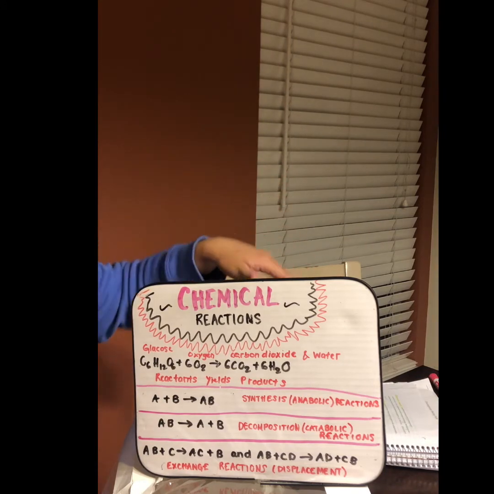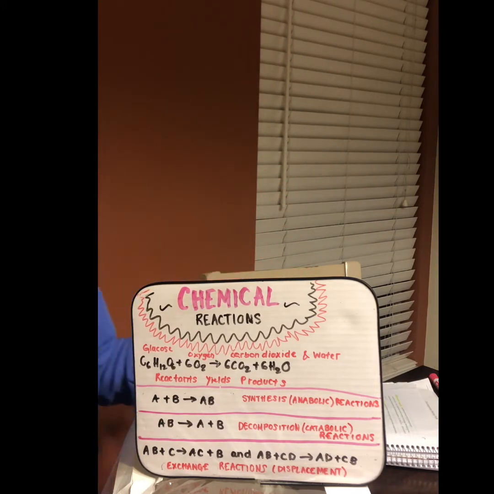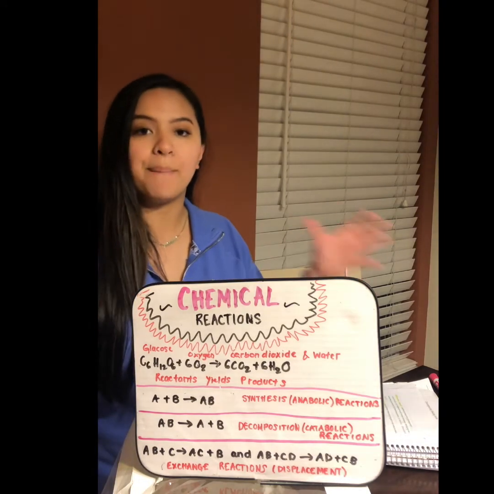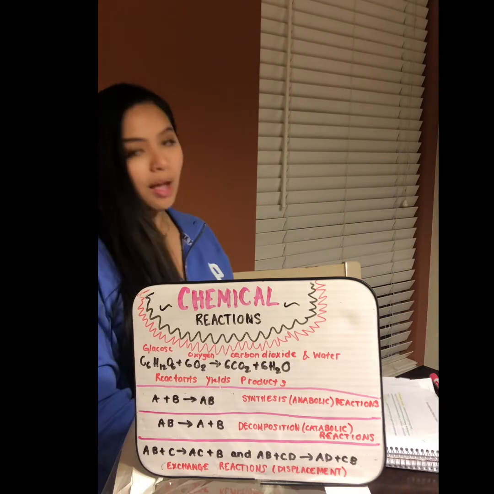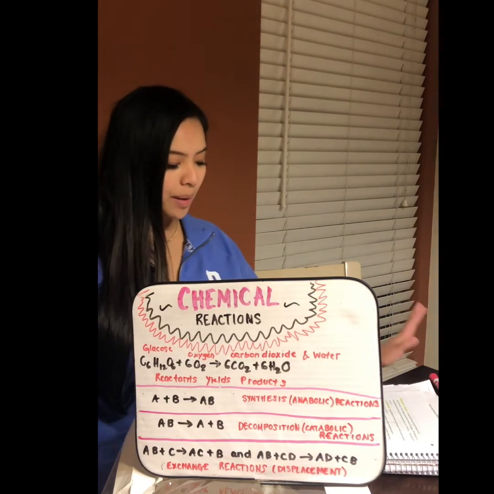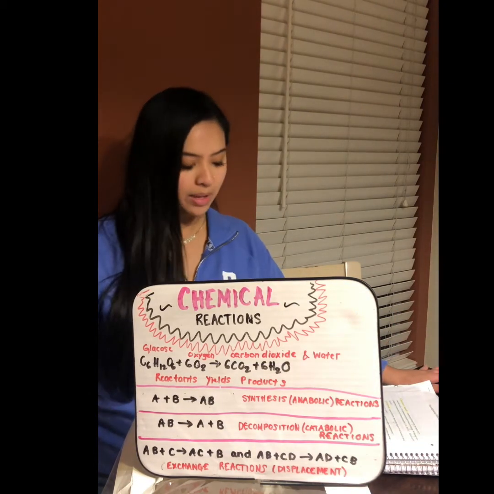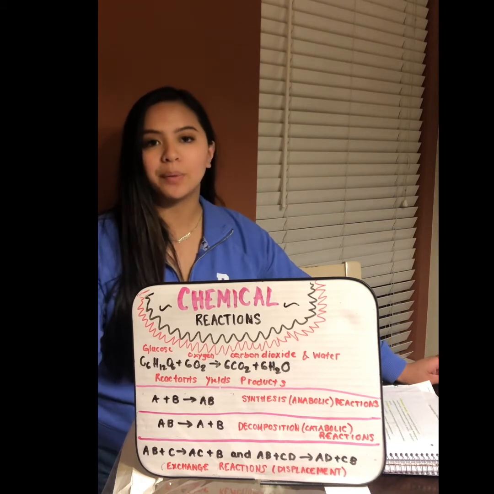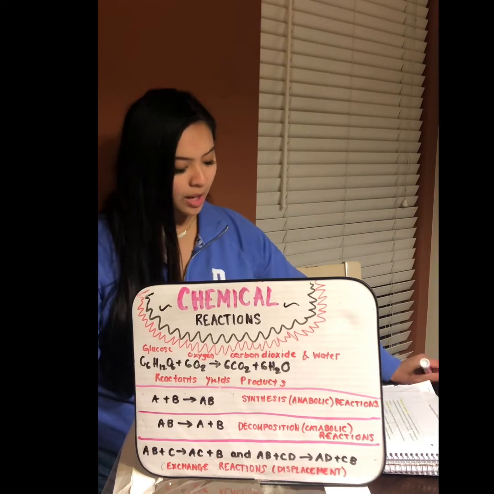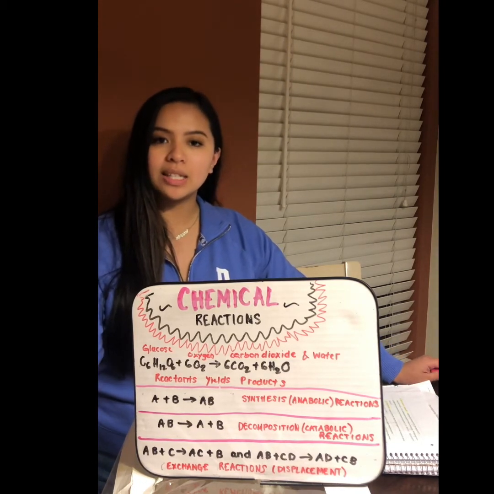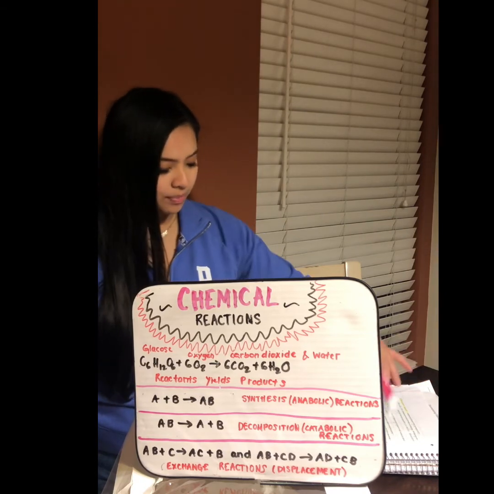Carbon dioxide and water are the products, and the glucose and the oxygen are the reactants that make that product. Metabolism is the sum of all chemical reactions in the body. Now we'll be talking about the types of chemical reactions. There are 3. First, we're going to be talking about synthesis, or anabolic, reactions.